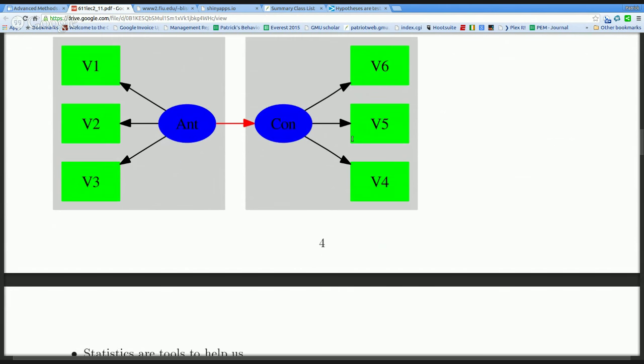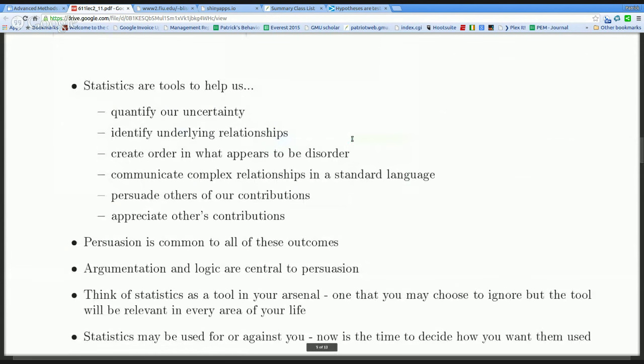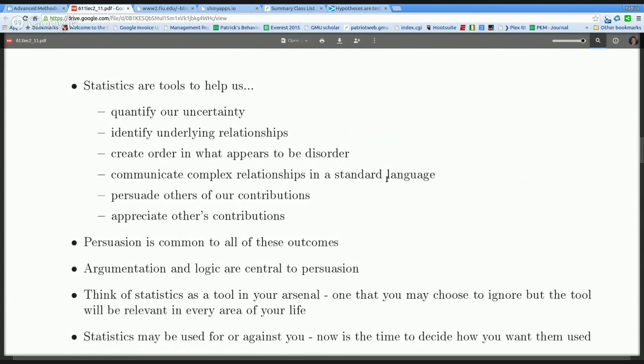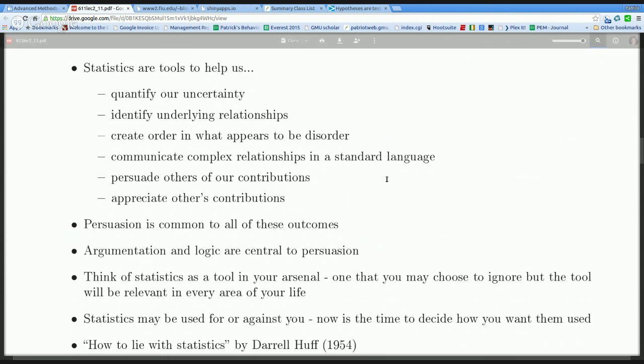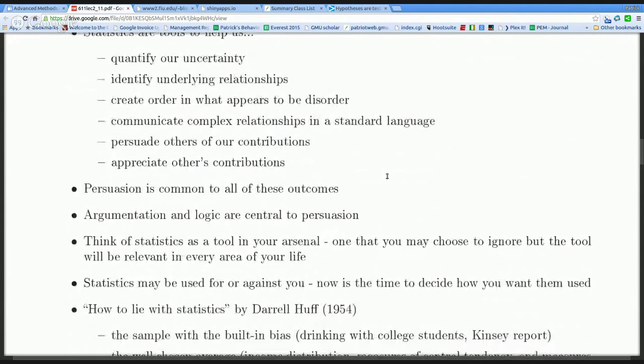of these concepts. So to begin with, statistics are a tool, and as I mentioned before, it's to help us quantify our uncertainty. We can identify underlying relationships. We can create order in what appears to be disorder. We can communicate complex relationships. So you can see here that statistics is a tool that provides us with a method by which we can quantify our uncertainty and persuade others.